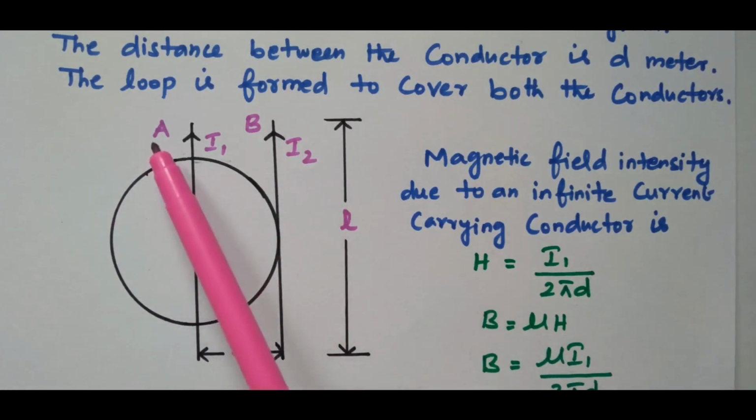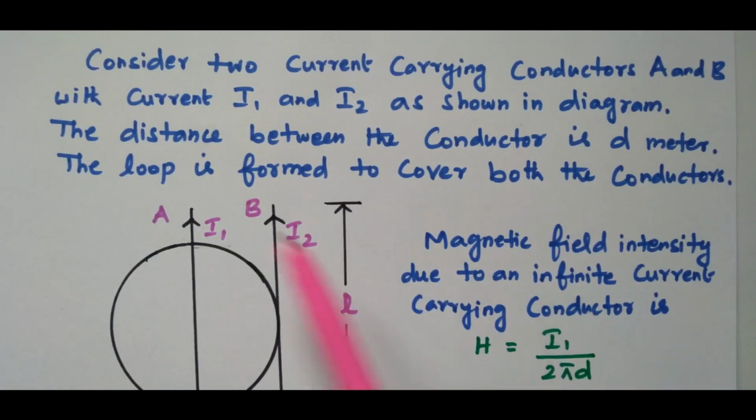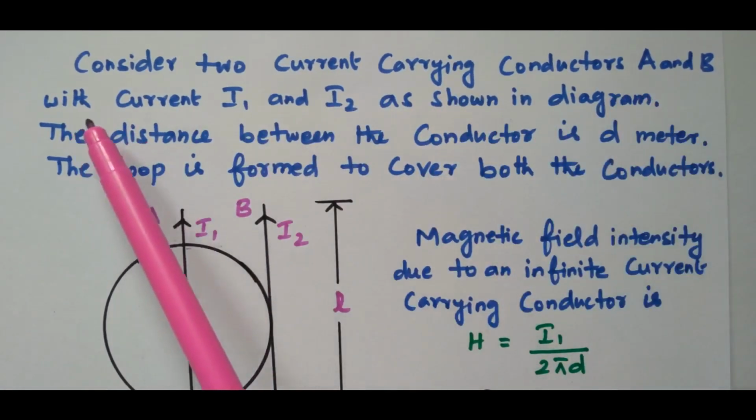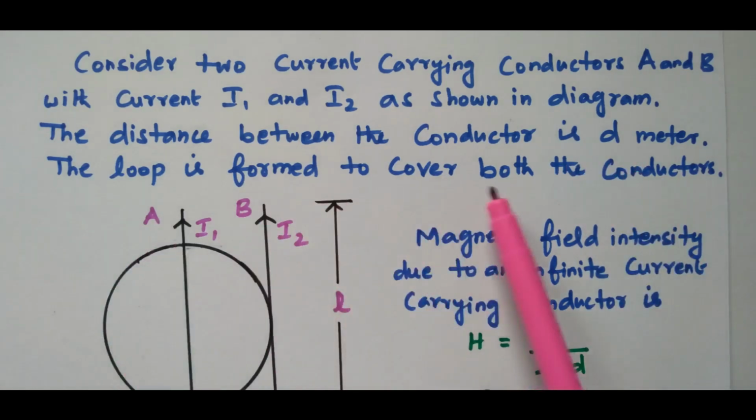So we have two conductors A and B. The current flowing is I1 and I2. The circular current loop is available covering conductors A and B. The distance is d and the length is L meter. That is given here. Consider two current carrying conductors A and B with currents I1 and I2 as shown in the diagram. The distance between the conductors is d meters. The loop is formed to cover both the conductors.